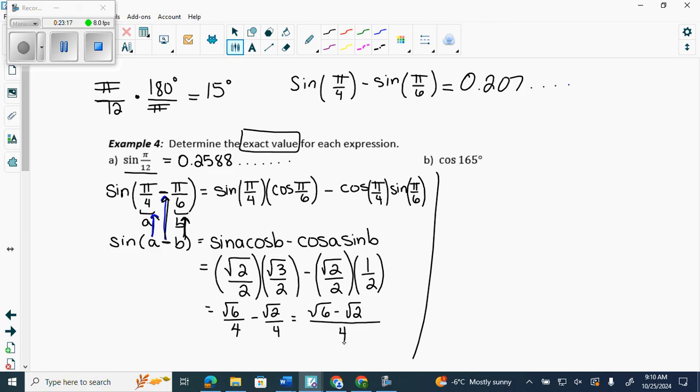Same decimal? Oh, here's the exact value. So this is the exact value to this garbage. That is not, it's not garbage, but you know, it's not an exact value, so it's garbage. Does that make sense?